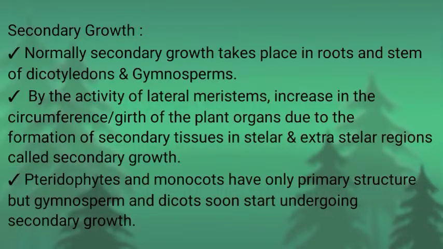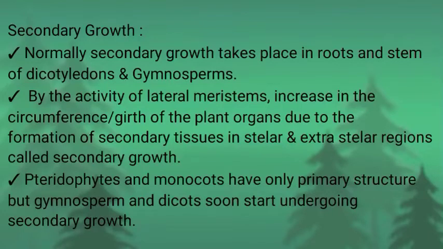Secondary growth. Normally, secondary growth takes place in roots and stems of the dicotyledonous plants and the gymnospermic plants. By the activity of lateral meristems, the increase in the circumference or girth of the plant organs due to the formation of secondary tissues in stellar and extrastellar regions is called secondary growth.